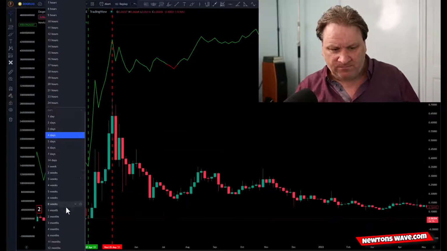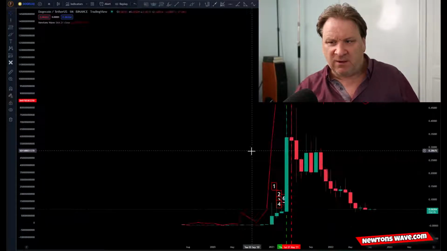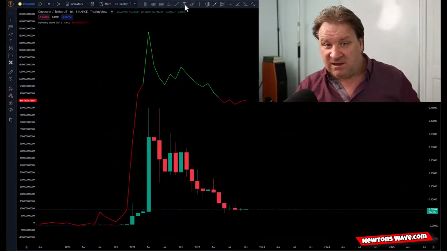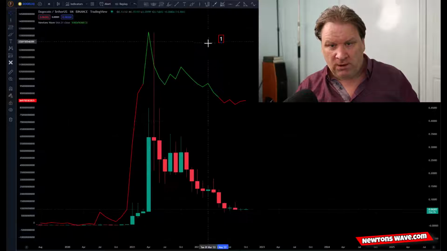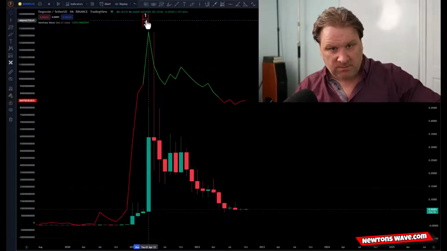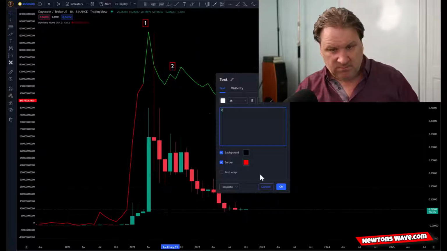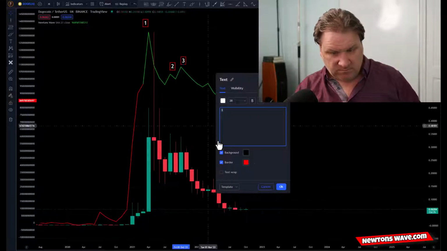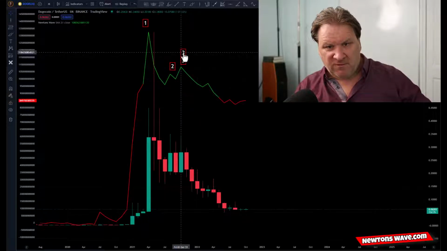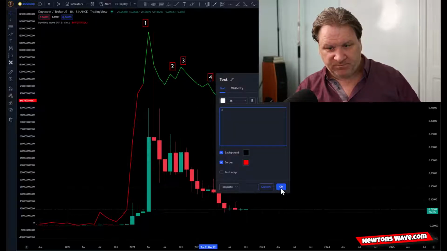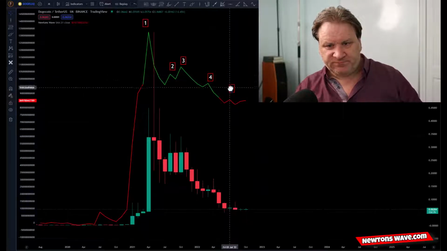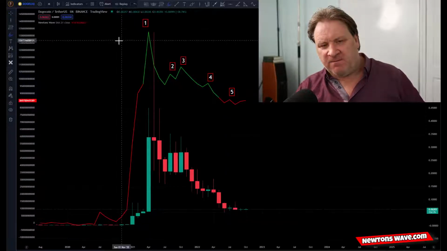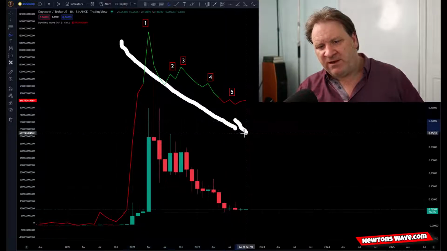So here we go. Let me reset that. Here we go. So that's the month time frame. So let's delete everything on the screen here, and let's start our count again. 1, 2, 3, 4, 5, and you can see it corresponds beautifully with the downward incline there, right? Look at that.